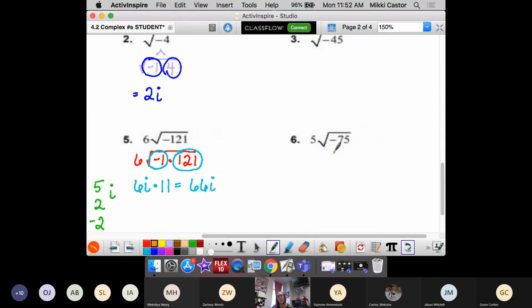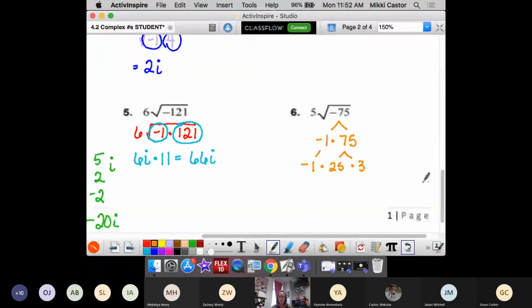I'm going to scoot over here and try one more. 75 is not a perfect square, so I'm going to do the factor tree on this one. I'm going to bring the -1 straight down. 75 is 25 times 3. Bring the -1 straight down one more time. 25 we know is 5 times 5, and 3 is prime, so we bring it straight down. So we have the square root of -1 times 5 times 5 times 3. And we already had a 5 in front, so we're going to rewrite that 5 in front.